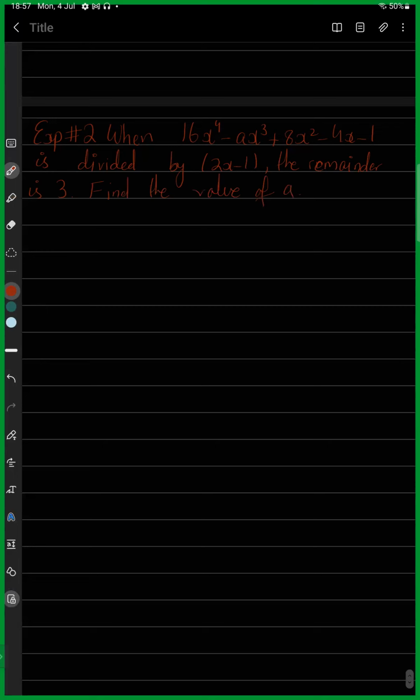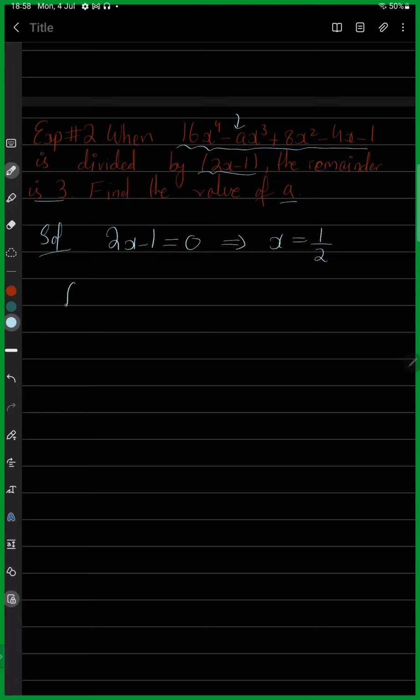All right, now some part is given, some part we need to find. When the polynomial, this is the polynomial, is divided by this divisor, the remainder is given. You need to find the value of a. This is a. Okay, so let's make the scenario. Now I know 2x minus 1 was the divisor, so I'll equate it to 0, and this would give me x equals 1 by 2.